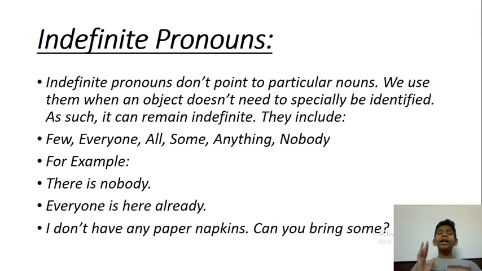Next pronoun, indefinite pronouns. Indefinite pronouns do not point out a particular noun. We use them when an object does not need to be specially identified, guys. As such, it can remain indefinite, right? They include few, everyone, all, some, anything, and nobody.